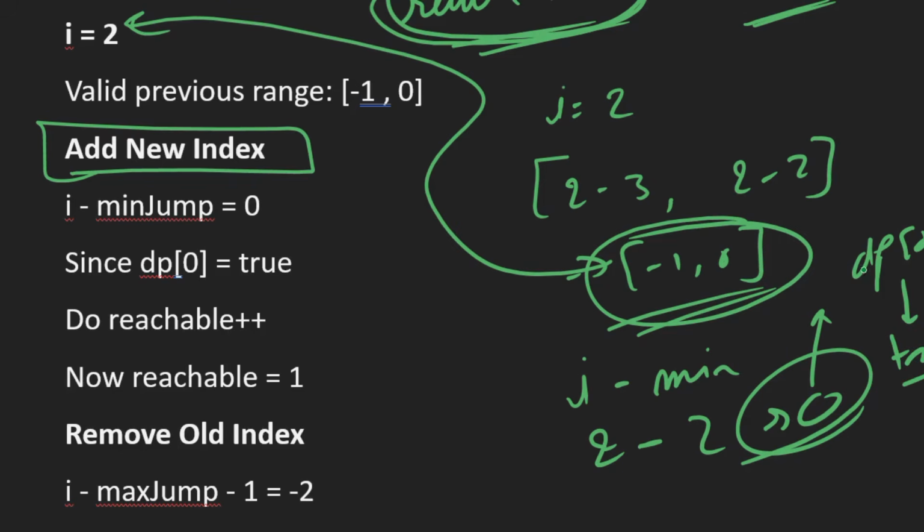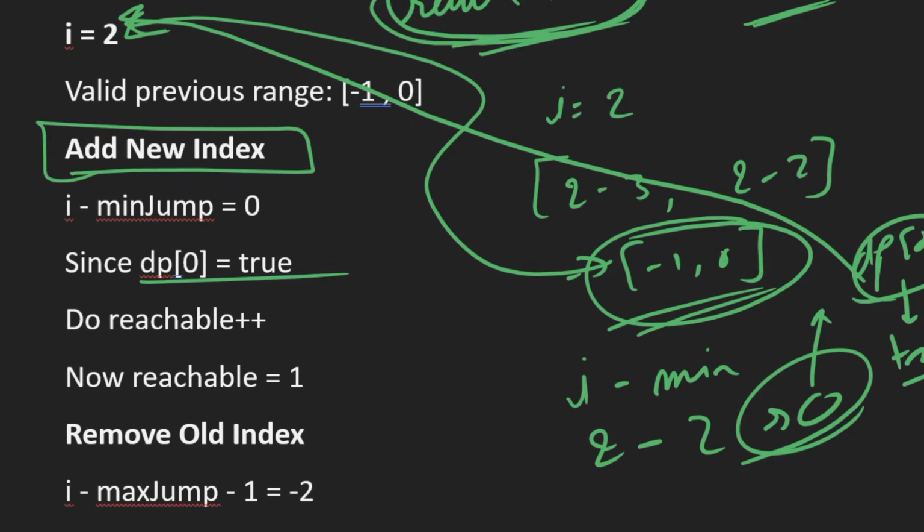That means the index 0 is reachable. So from index 0 we can jump to index 2. So if dp of 0 is true, then what we'll do is we'll increase reachable by 1. So now our reachable variable has become 1. And now we have added the new element to the window.